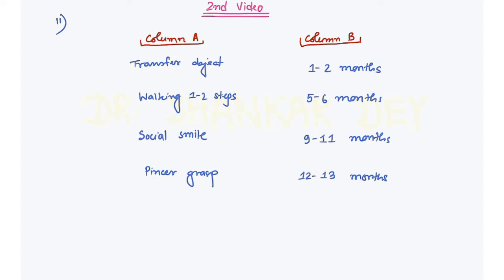Question number 11 was about developmental milestones. In column A, there is a series of events, and in column B, there is a timeline. So you have to match column A with column B. First option was transfer object. It is likely to occur during 5 to 6 months. Then walking 1 to 2 steps. This is near about 1 year of age, like 12 to 13 months.